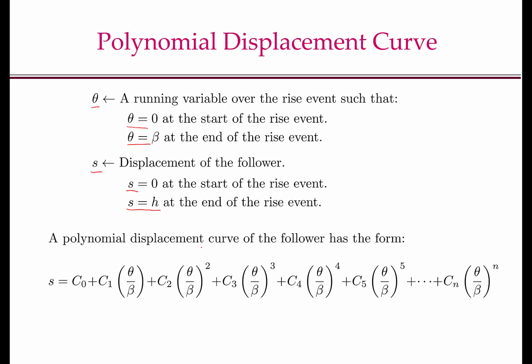A polynomial displacement curve of the follower has the following form: S equal to C0 plus C1 theta over beta plus C2 (theta over beta) whole squared plus dot dot dot. What I want you to note is that the polynomial is in theta over beta. Our first step in designing the displacement curve is to choose the value of n, or the degree of the polynomial, based on the boundary conditions that we can obtain from the fundamental law of CAM design.